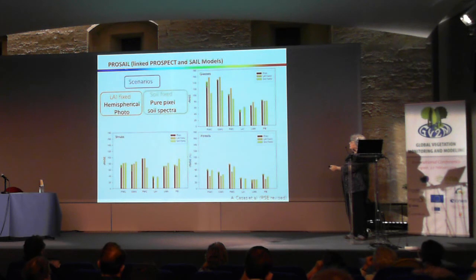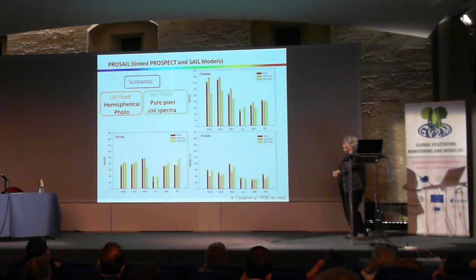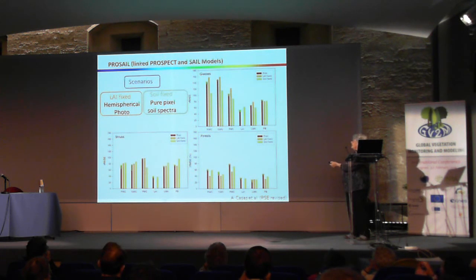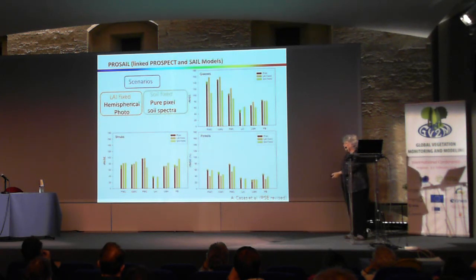When we applied ProSAIL, this was with Prospect 5 and, I'm sorry, I can't tell you which version of the SAIL model, but it's from last year or so. It's the more recent linking of these. We found that unless you could really assign the correct leaf area index and the soil spectral properties, you couldn't get very consistently good results, and the errors tended to be higher.